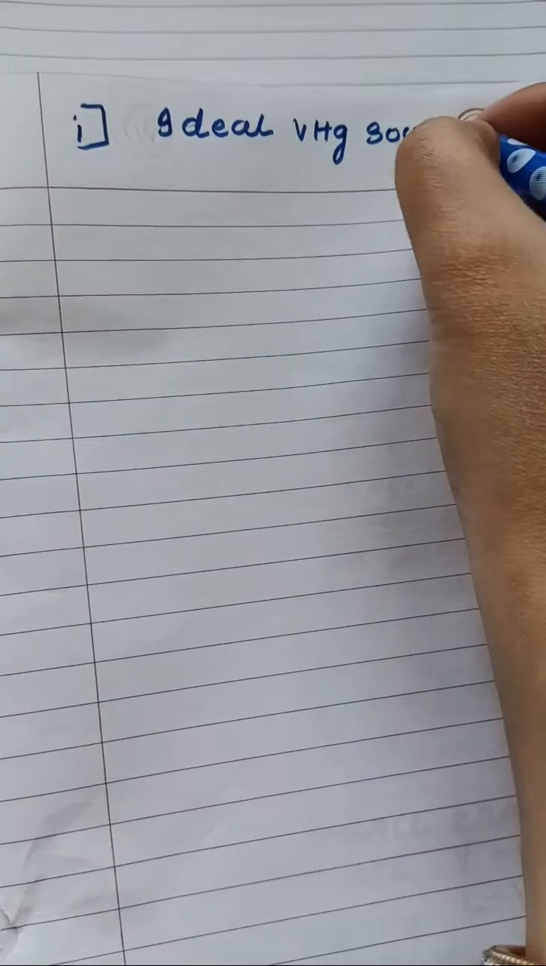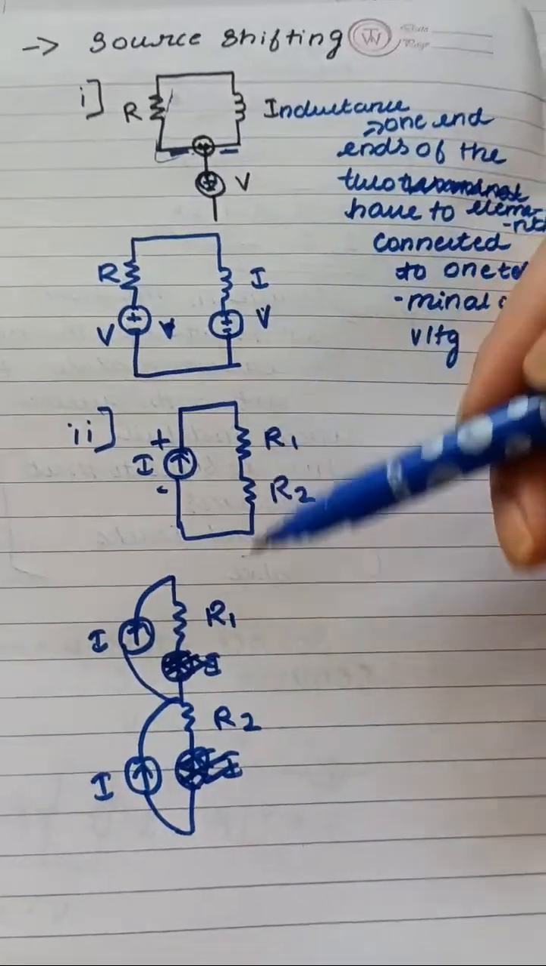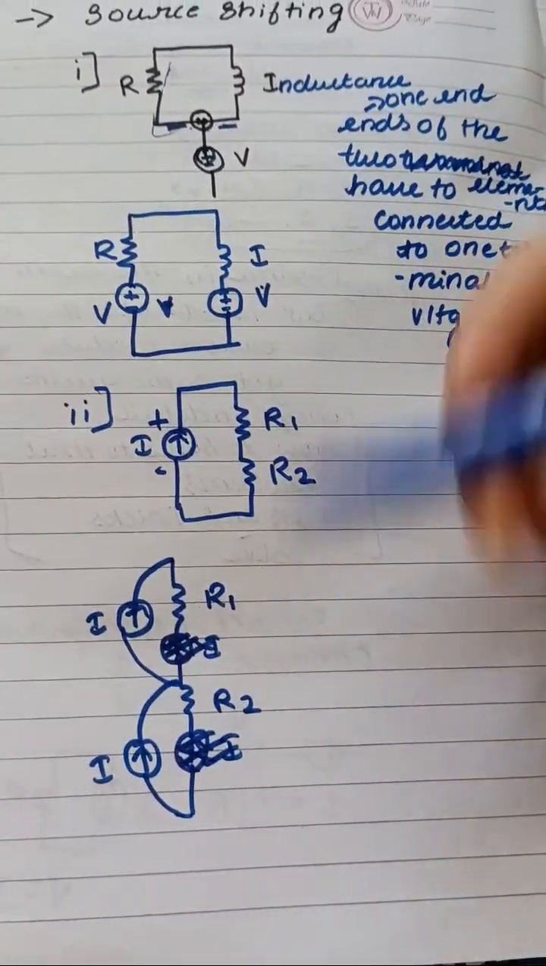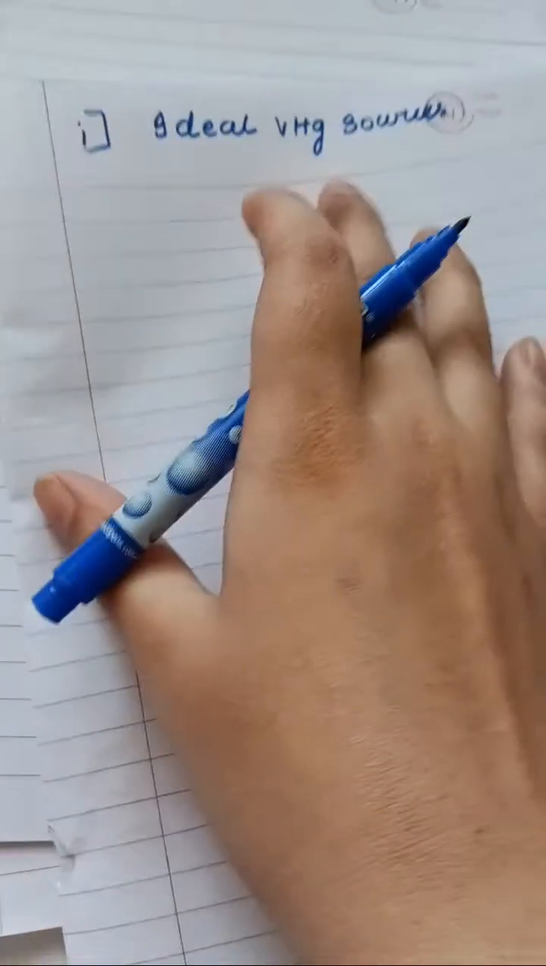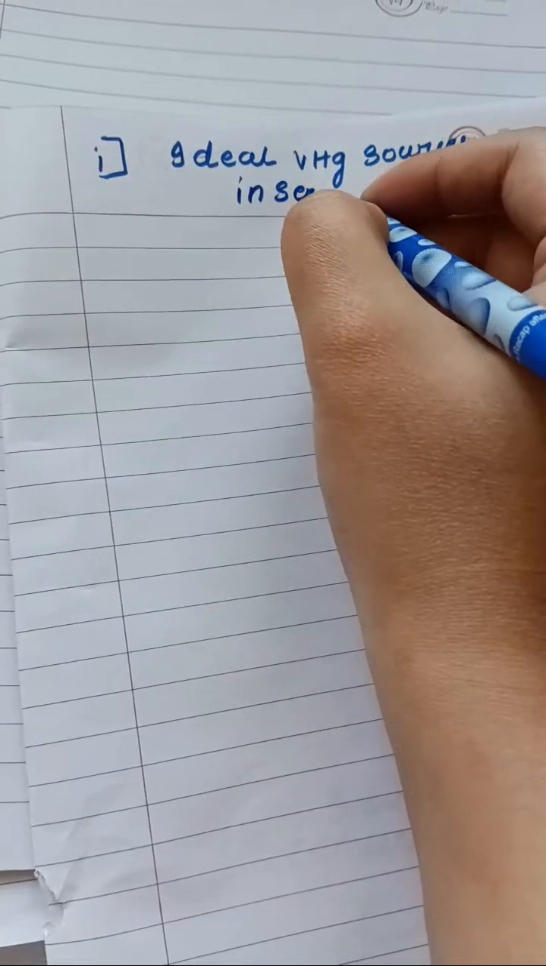So what did we learn till now? We learned about voltage source transformation and voltage source shifting. And when we learned voltage source shifting, we also learned how to solve it. So this is the methodology of how to solve it. I told that also here along with voltage source shifting. So here, ideal voltage sources in series.